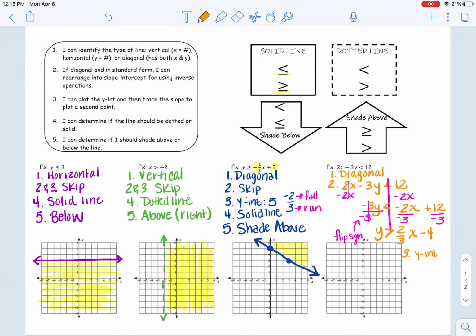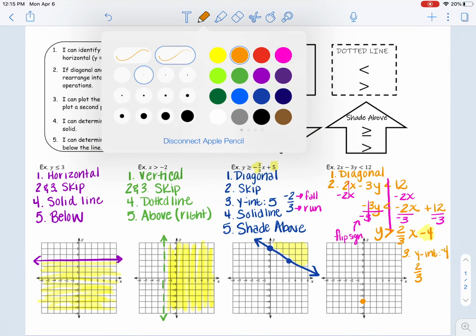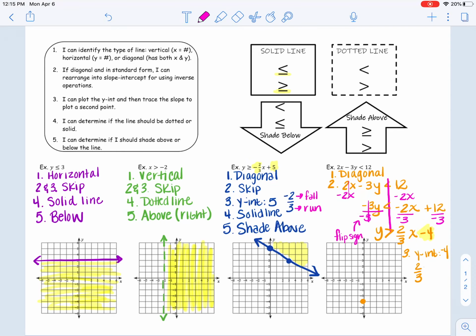So our y-intercept, remember, is playing the b role. So in this case, it's -4. So I'm going to go ahead and plot that on my y-axis. And then my slope is 2/3. And remember, that tells us our rise and fall over run. So we are rising because the 2 is positive, and we're running. So I'm going to start at my y-intercept, and I'm going to go up 1, 2, and right 1, 2, 3, and plot a point.